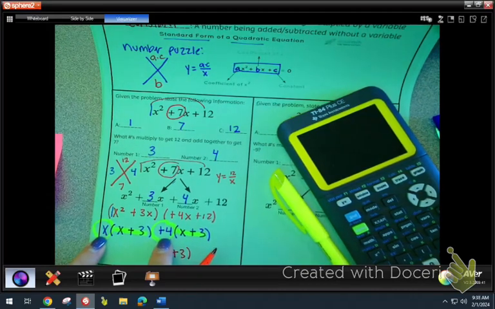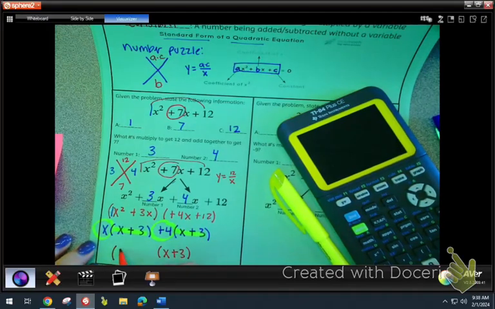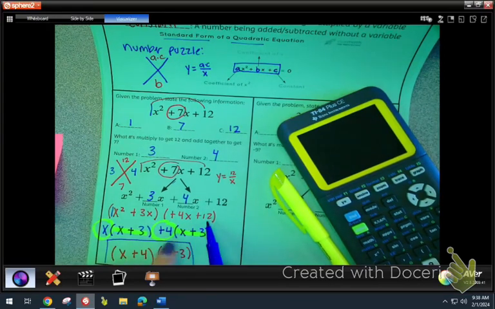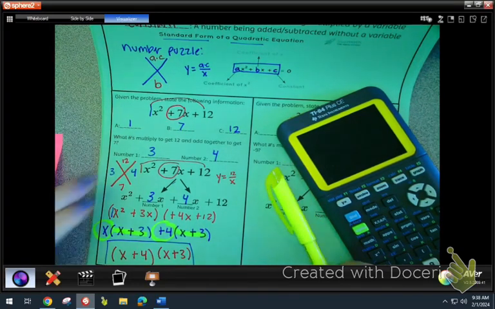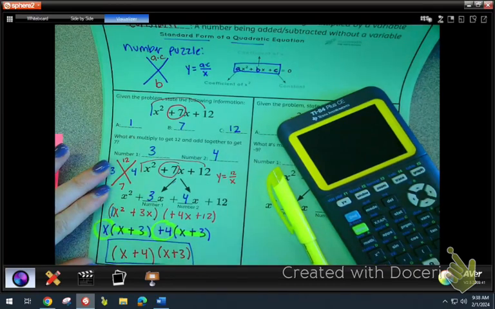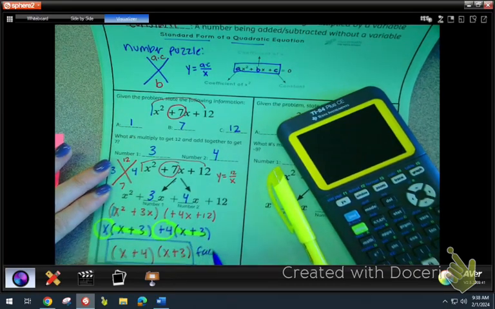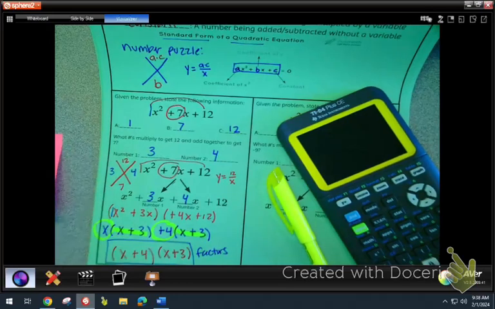And then I put the GCFs in front. Remember, I got to put those back together. And so that becomes x plus 4. I divided 12 by 4, and that's where I got the 3. Okay? So this is my answer. At the bottom, these are what we call our factors. Okay? So again, it's a process.